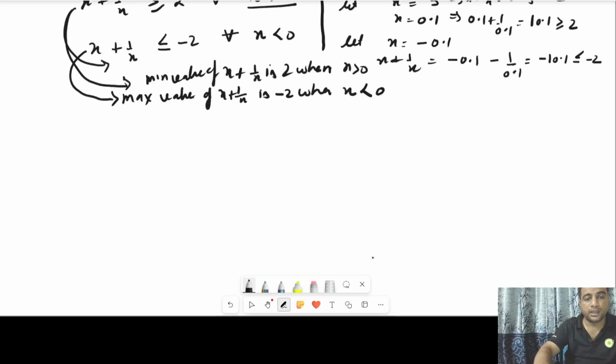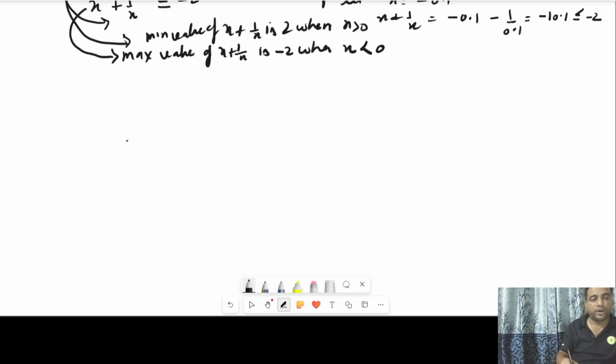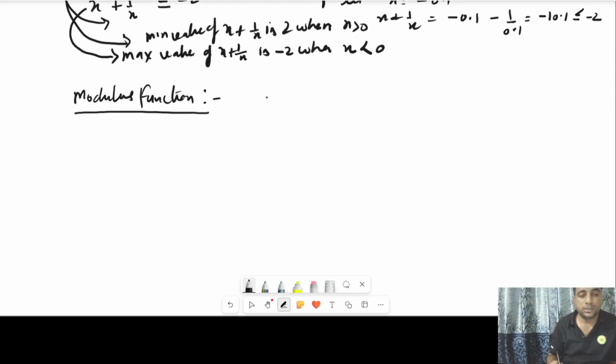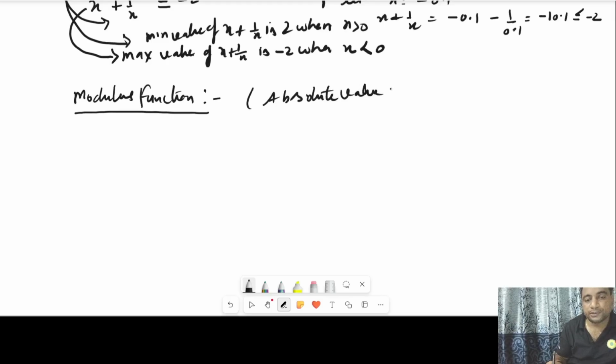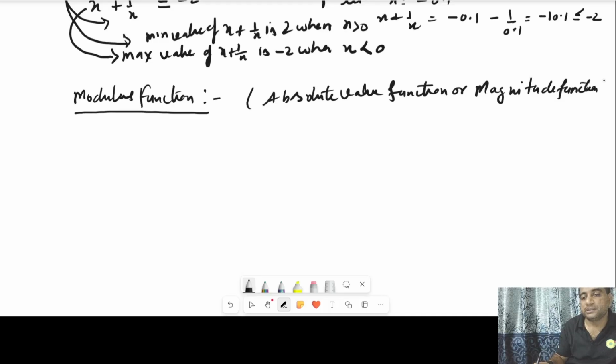Next, I am coming to a very important topic, the modulus function. Modulus function, which is very important for the topic linear inequality. Modulus function means absolute value function or magnitude function. It always gives the magnitude.